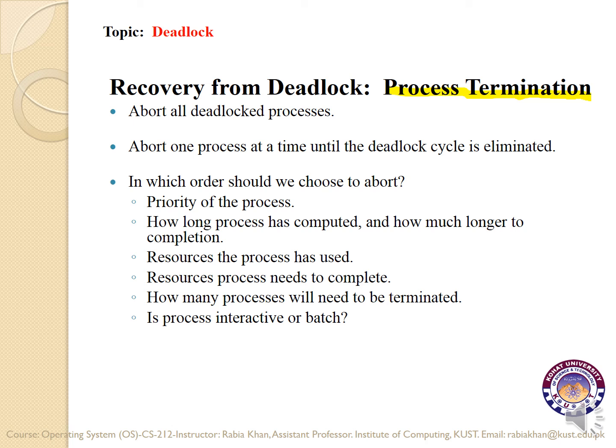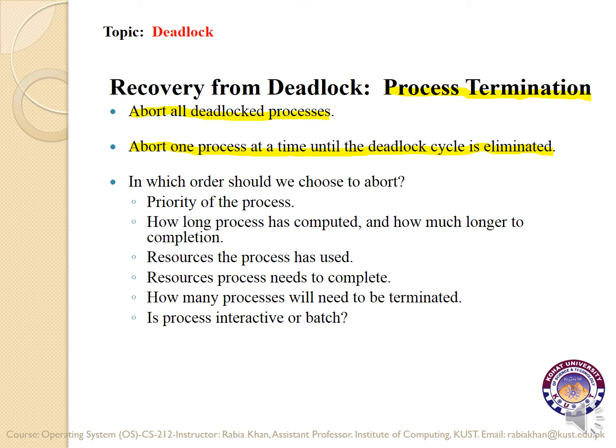The operating system can abort or terminate all deadlocked processes, or it can abort one process at a time until the deadlock cycle is eliminated. So, the process termination mechanism works either on a single process stuck in deadlock or on all the processes stuck in deadlock.